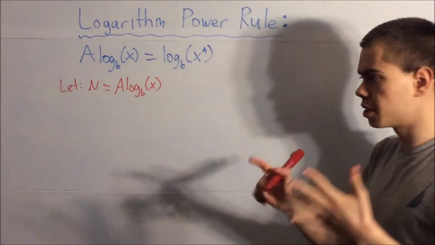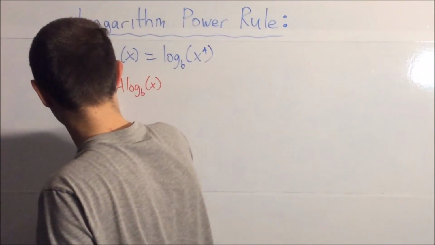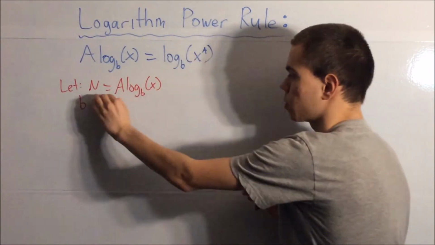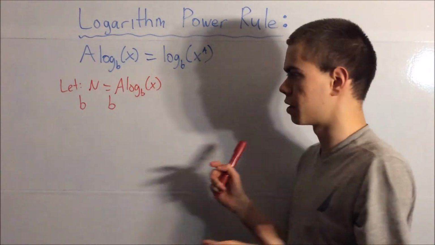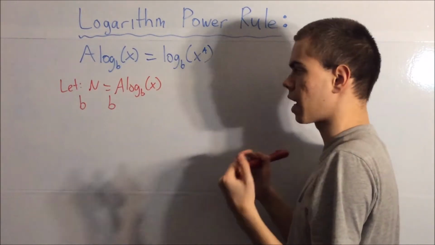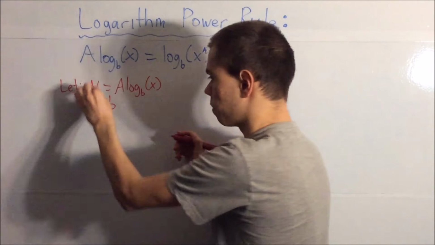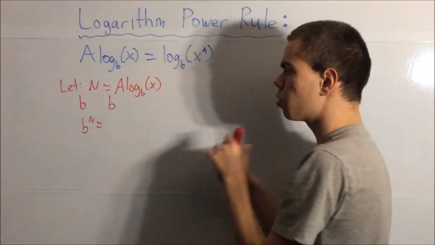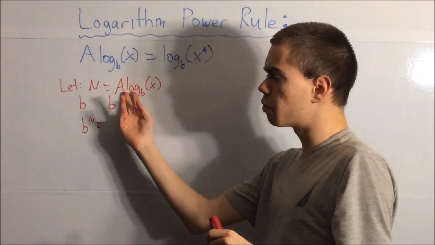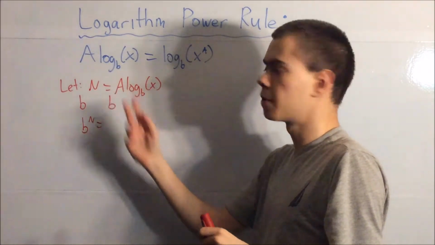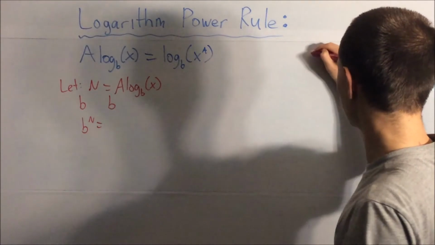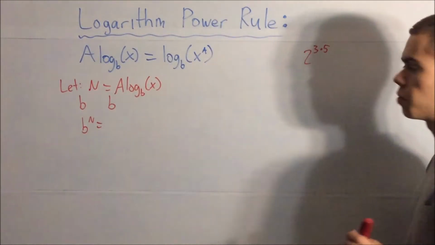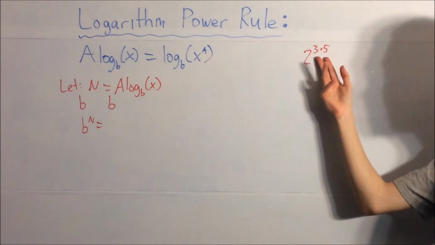Well, the first thing we can do is raise b to the power of both sides of the equation. Both sides are now exponents. So when you do that, we have b to the power of n is equal to, and notice what we have here: exponents being multiplied together. This is really similar to something like 2 to the power of 3 times 5, where the exponents are being multiplied together.